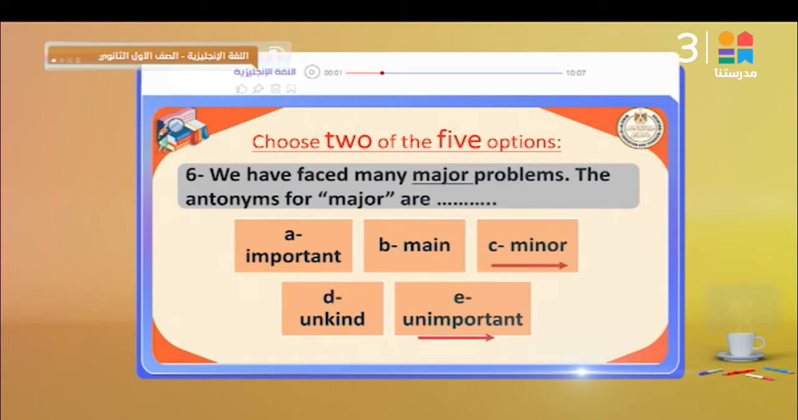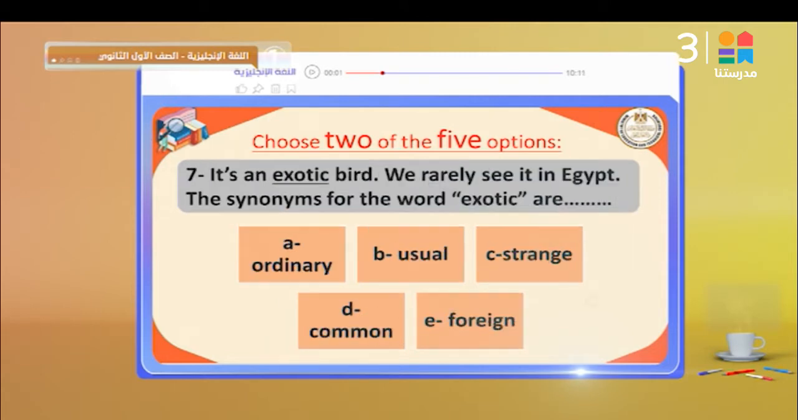So major problem means important problem. So what is the opposite? Minor, meaning it's less important or unimportant.